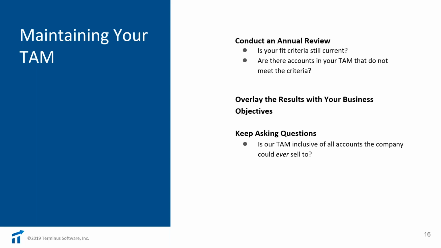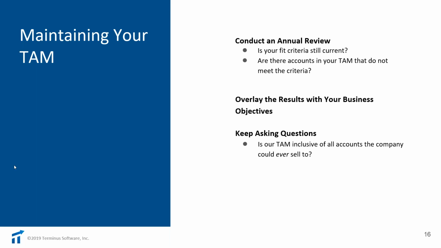Consider what criteria these accounts had that made them a fit for TAM that you didn't include them initially. And maybe some of your fit criteria has changed. So ask yourself, are these accounts of an industry that was previously excluded? Consider your current business objectives. Think about, has your product offering changed? Have you released a new product? Have you had to comply with new or revised industry standards that would exclude or include accounts in your TAM?